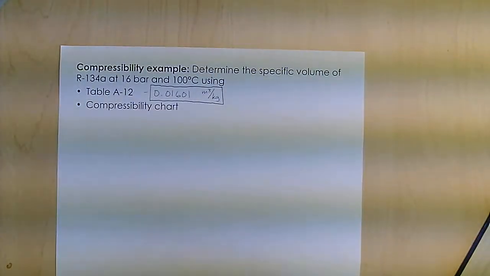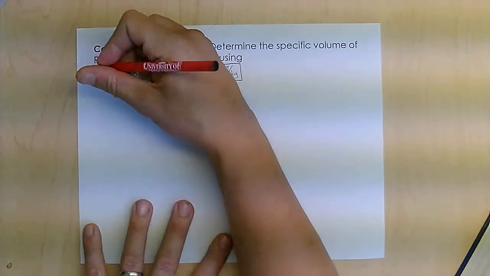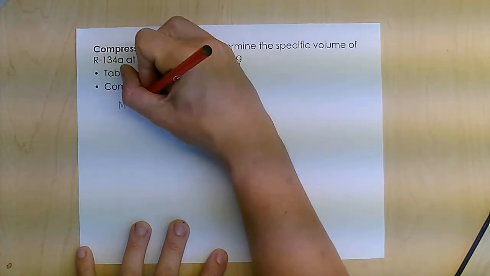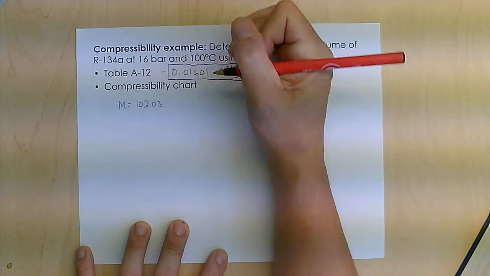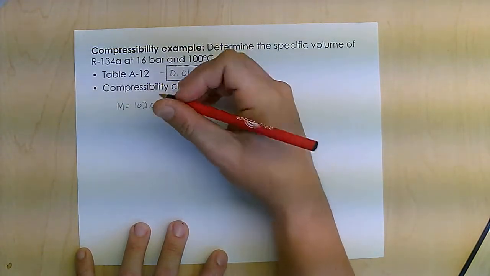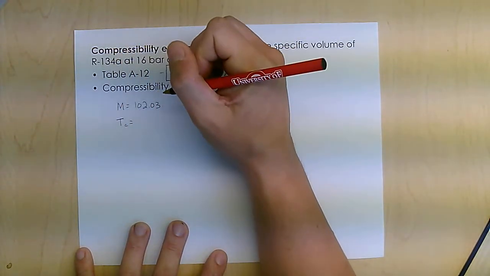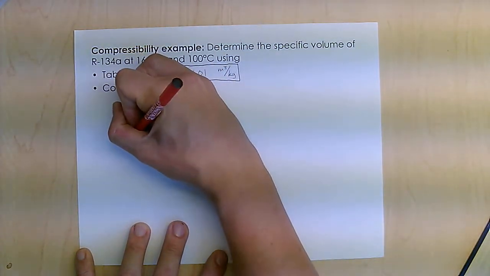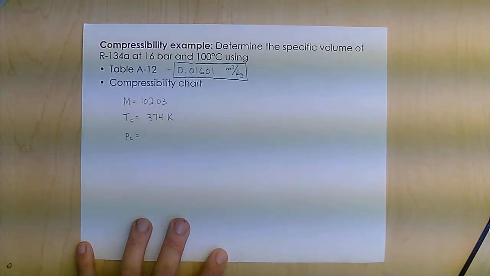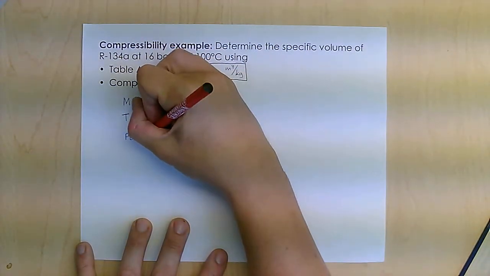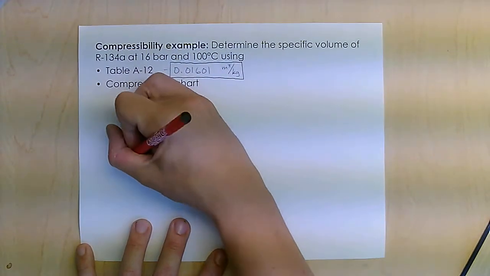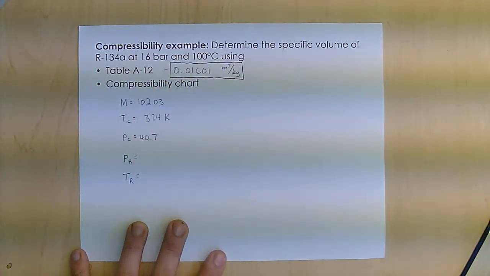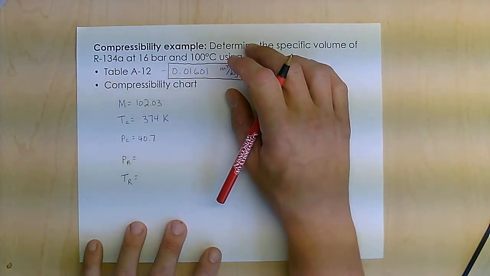So let me jot that down. Now that temperature was in Kelvin, so just be aware of that. So M for this, again, is 102.03. TC, critical temperature, is 374 Kelvin, and PC is 40.7 bar. Now, I need to find the reduced pressure and the reduced temperature to look it up in that chart that I've got there.